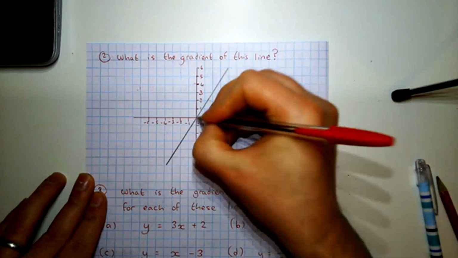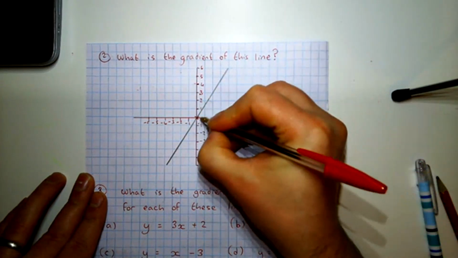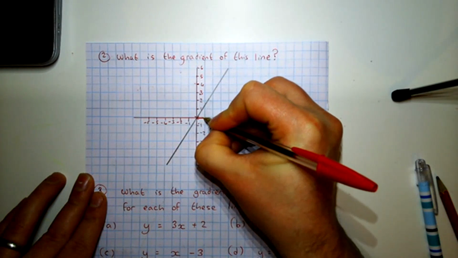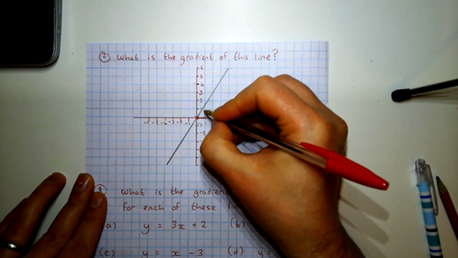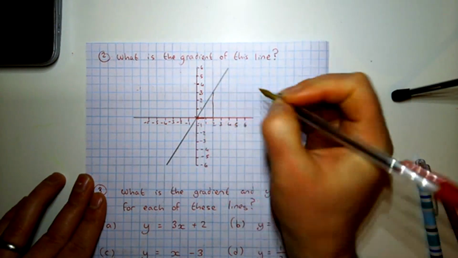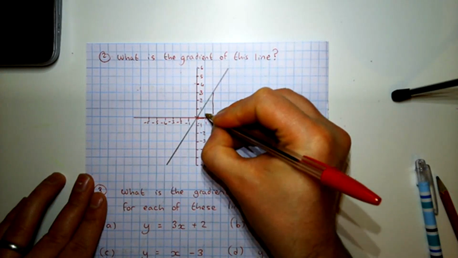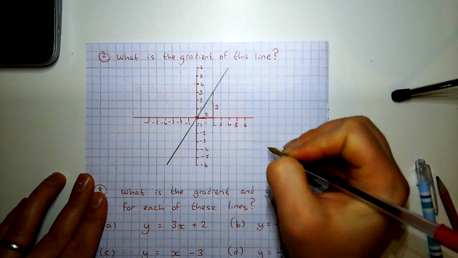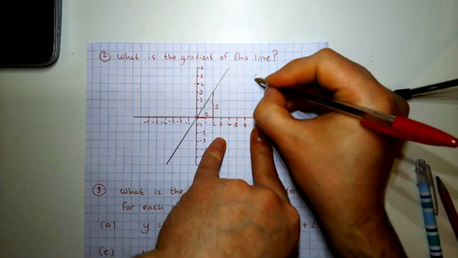So I'm going to pick here, and if I go 1 across, well, it's between 1 and 2 up, isn't it? So it's not very good. I'm going to draw it all the way across there because that's nicer, isn't it? So for 2 across, it goes 3 up.